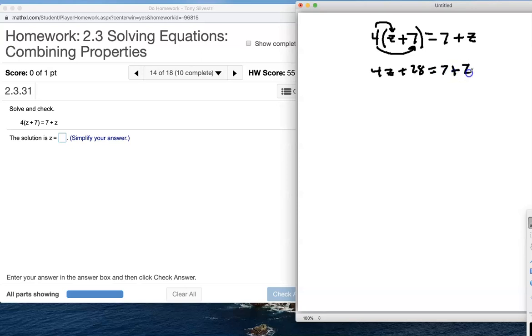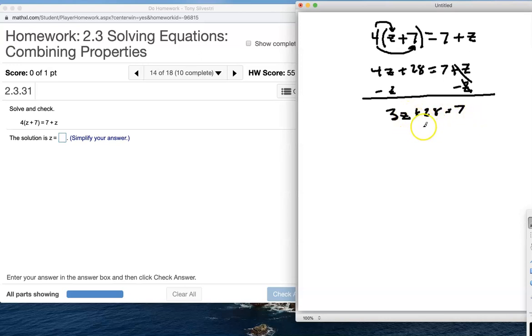Now what do you do next? Well, I think I'm going to get rid of the z from on the right. Because if I subtracted 4z from both sides, I'll end up having a negative number on the right. Not that that's bad, but negativity brings you down. So what I think I'm going to do is just subtract the z from here. At least you get rid of it from one side. Negative z over there. The z's cancel, leaves me with 3z plus 28 equals 7.